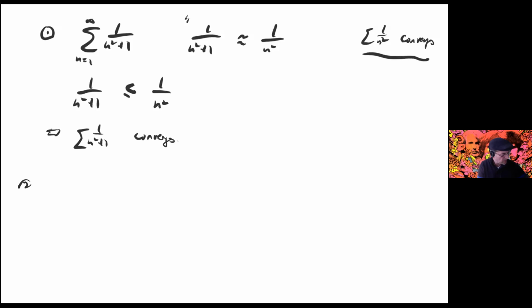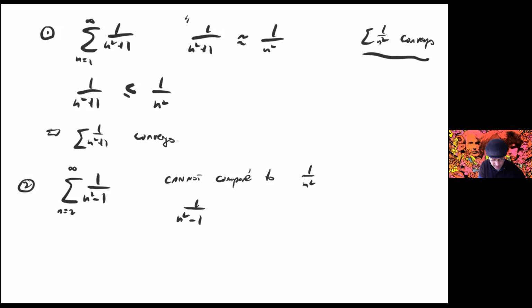But now consider the following thing. Suppose I had 1 over n squared minus 1. Now I can't start at 1 here because the denominator will vanish then. But let's start at n equals 2. Now the problem with this is I cannot compare this to 1 over n squared because 1 over n squared minus 1 is larger than 1 over n squared, not less than. So the comparison test won't work in this case, it won't apply here.